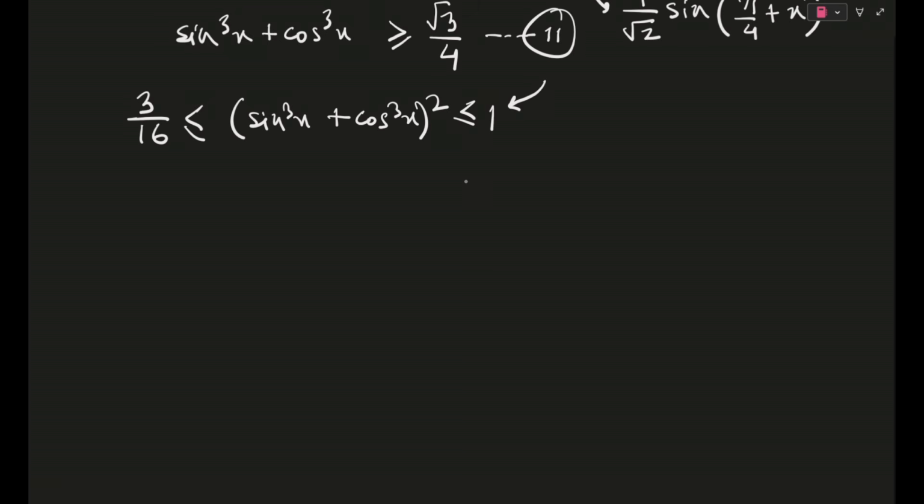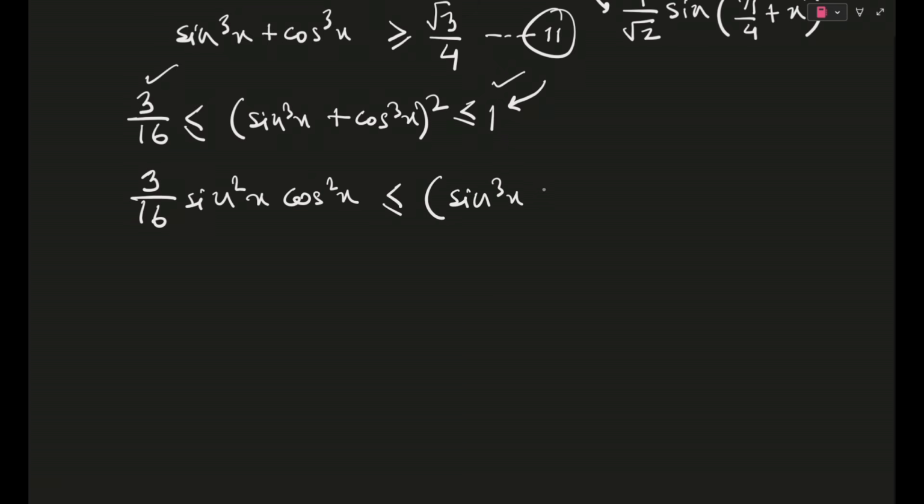So to finally bring in our target integral, like whatever I said in the beginning, we have two definite values as the bounds. So right now what we will do is multiply sine square x cos square x on all sides. So 3 by 16 sine square x cos square x will be less than or equal to (sine cube x plus cos cube x) whole square times sine square x cos square x, and this was actually our expression inside the integral, right? And this will be less than or equal to sine square x cos square x.